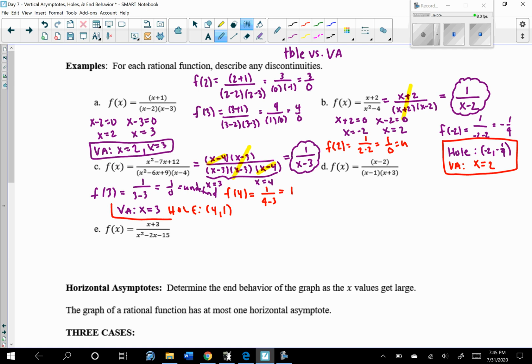So why don't you go ahead and pause the video and do example D and E on your own. When you're done, you can unpause to check your work.